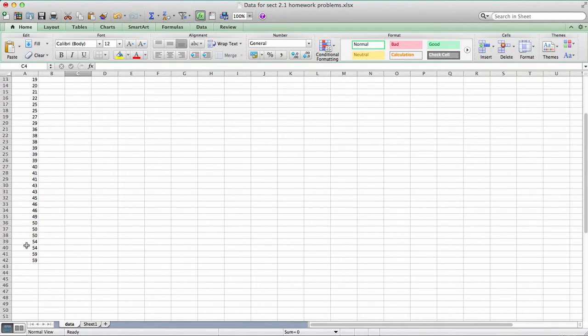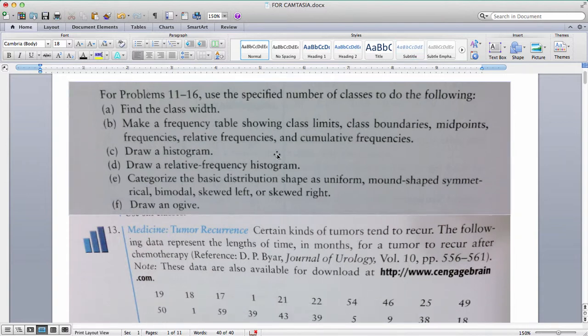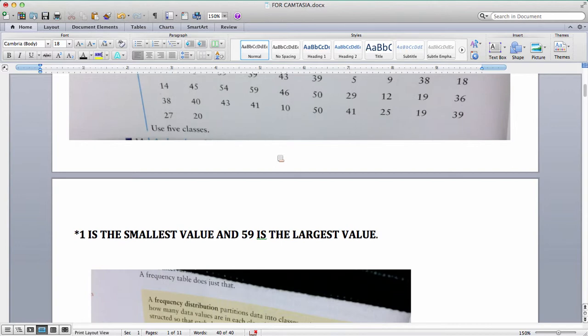Okay, let's go back to the homework problem. We have to determine what the class width is for these values. We will use that information and create our frequency table and all of the items requested in the table. In order to do this, we need to know the class width so we can do the class limits, class boundaries, and so forth. So let's go to the instructions here. Remember that 1 is the smallest value and 59 is the largest value.